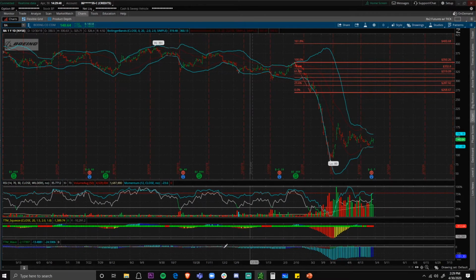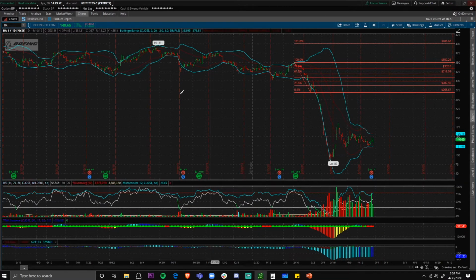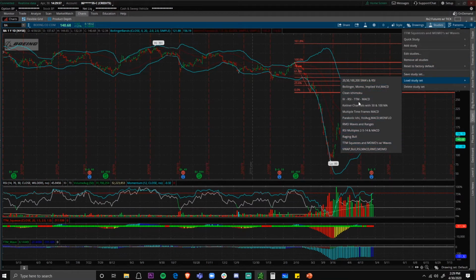You can also look down here, if you've got a study on that has the dates. I won't go into grave detail about these studies, but I will show you all of my study setups that I do use. I do use simple moving averages with an RSI. I do use Bollinger Bands, momentum, implied volatility is a must, and MACD. The clean Ichimoku, the IV, RSI, TTM, MACD. Keltner channels, multiple time frames, parabolic, Ichimoku, volume, average, MACD, money flow, RMO, waves, and so on and so on.